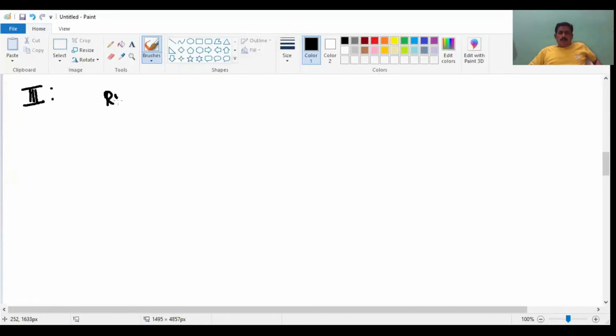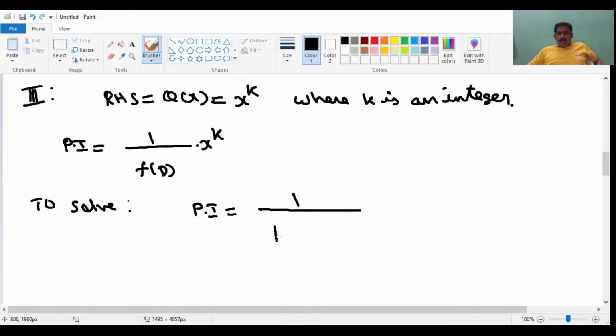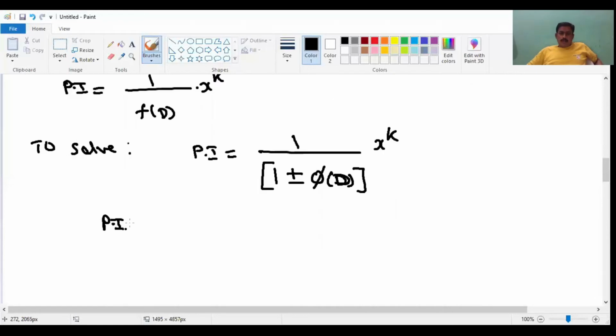Third type, where RHS or your q of x is of the form x power k, where k is an integer. We can write your particular integral as 1 by f of d into x power k. To solve this, we can write your PI as 1 divided by 1 plus or minus some phi of d into x power k. Particular integral equals, we will take this to the numerator, phi of d the whole inverse into x power k.